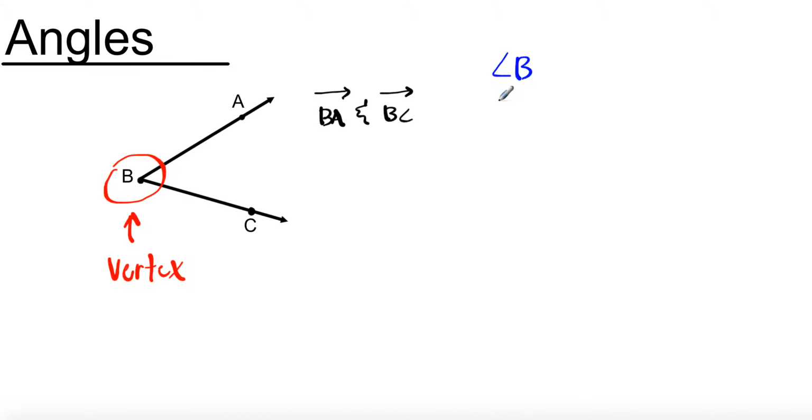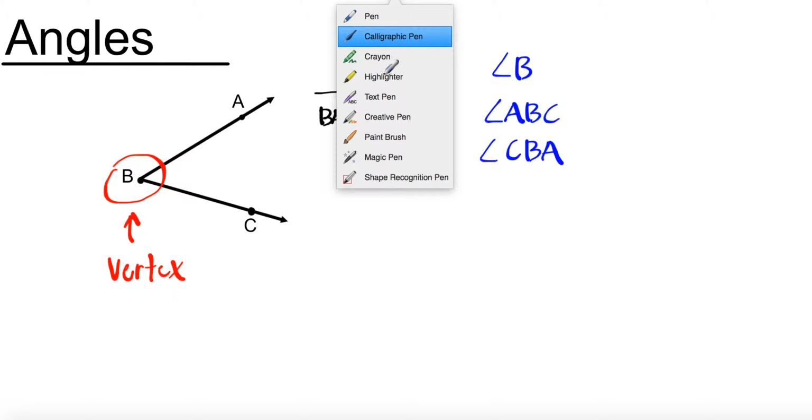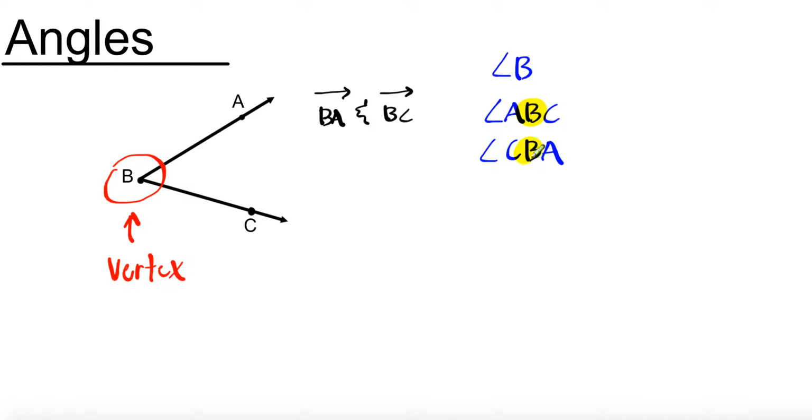We could also name this by all three letters, but it would be either angle ABC or angle CBA. Notice when we name the angle by all three letters, the middle letter is the vertex, okay, and that's intentional.